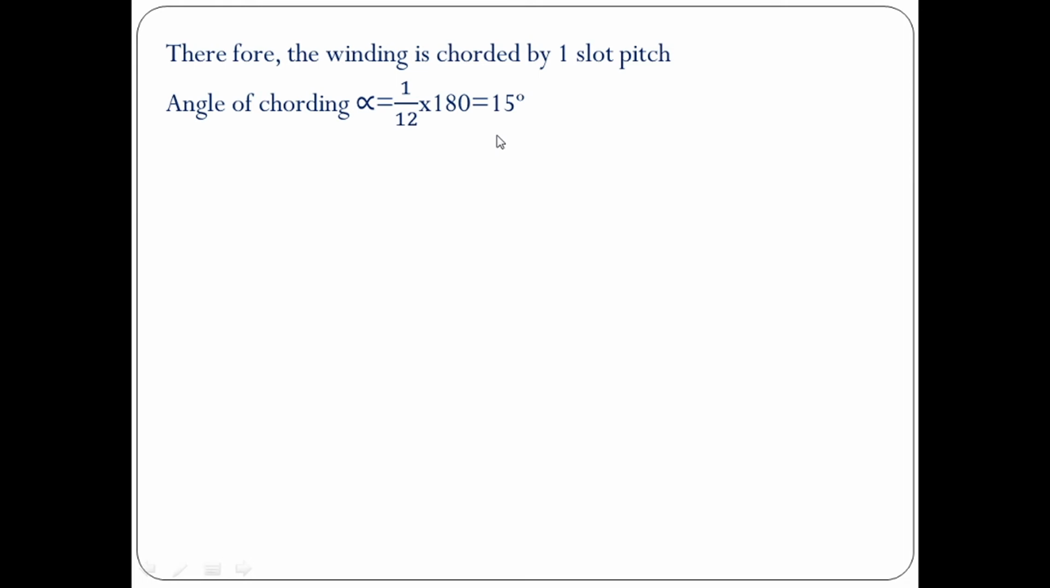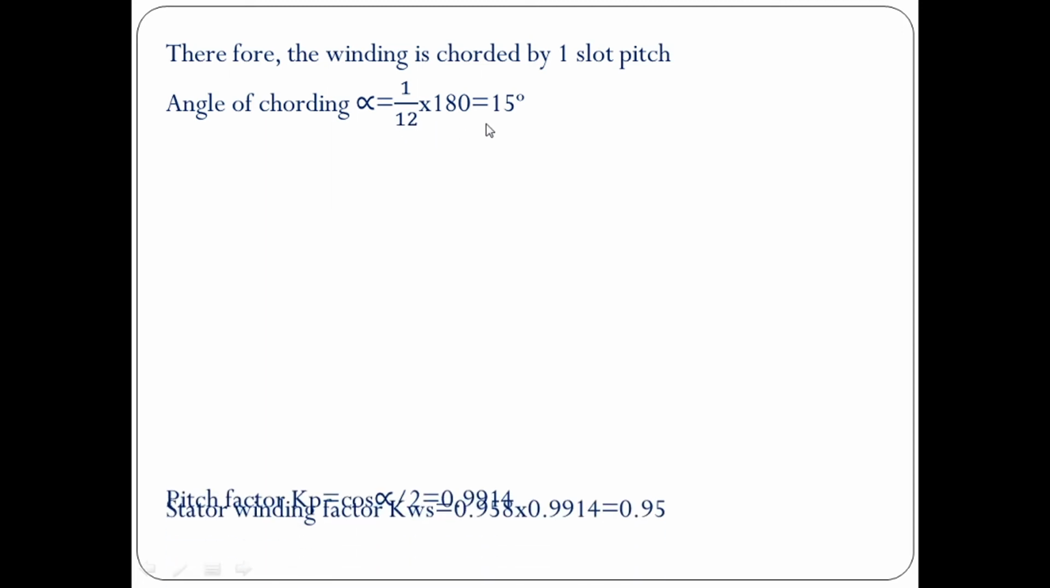So the winding is shortened by one slot pitch, and that shortened slot pitch is 15 degree. You can say how it is calculated: it is 1 by 12 into 180 degree. So the angle of chording alpha is 1 by 12 into 180 degree, that is 15 degree.